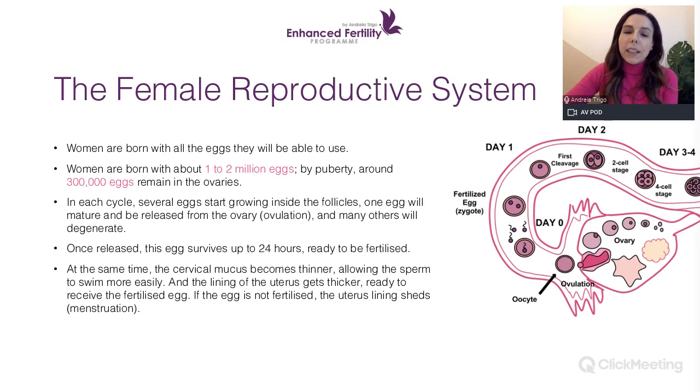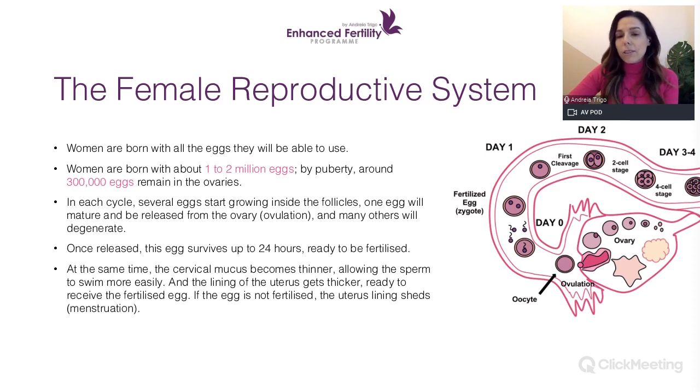I would like to start by looking at the egg that grows in the ovaries. Here we have the ovaries that are connected to the fallopian tube. And we are already born with all the eggs that we're going to have. We are born with between 1 and 2 million eggs, which is a huge amount. But by the time we reach puberty, we have around 300,000 eggs left in our ovaries.